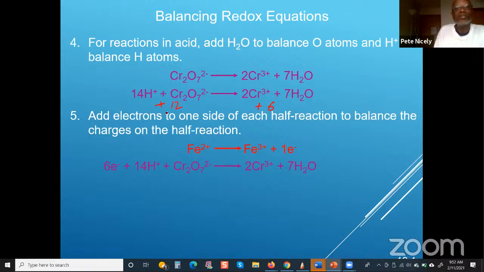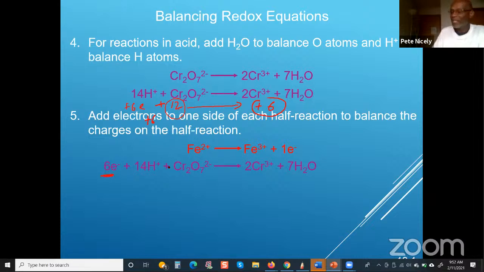So therefore, what do we need to do? We need to reduce this plus 12 so that it is equal to plus 6. And how do we do that? We add 6 electrons, because each electron carries a negative charge. So 12 minus 6 gives you plus 6 on this side, which balances with the plus 6 on this side. So that's why we add 6 electrons here to the left side of that equation.